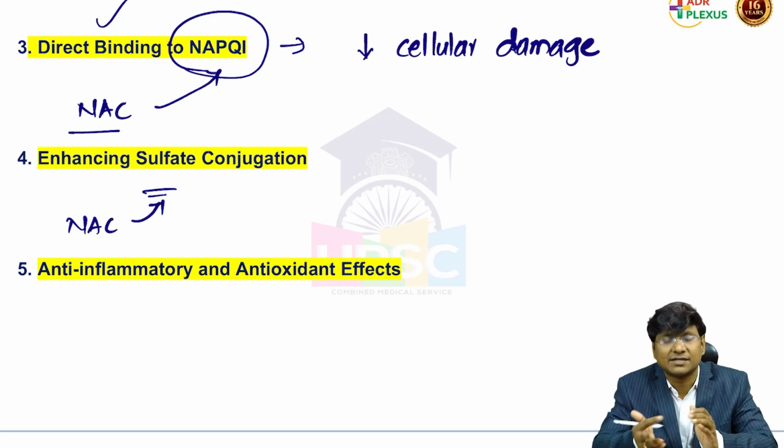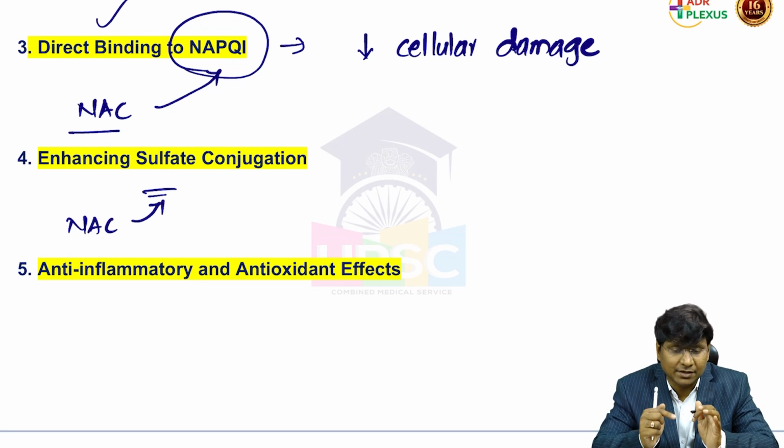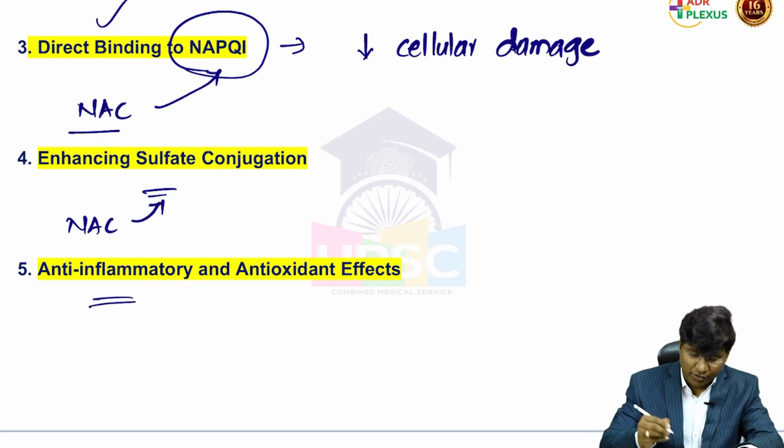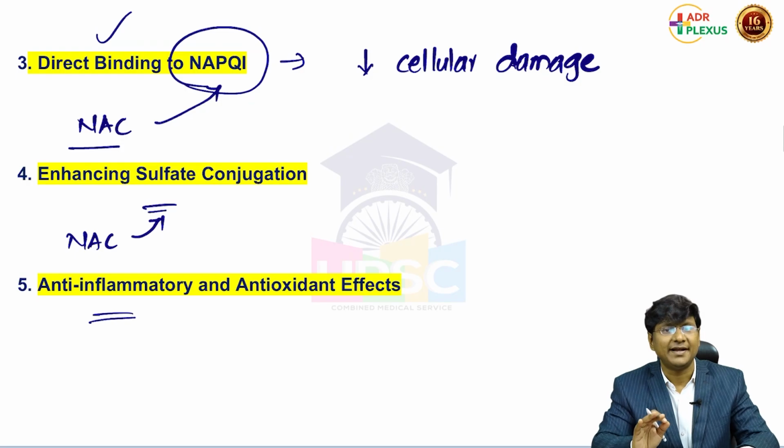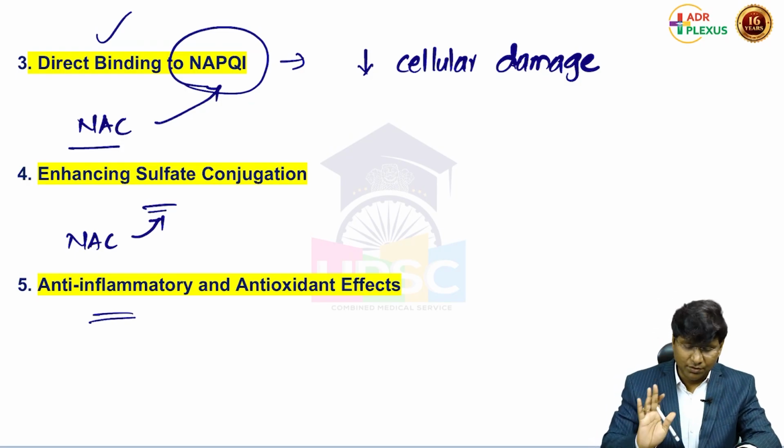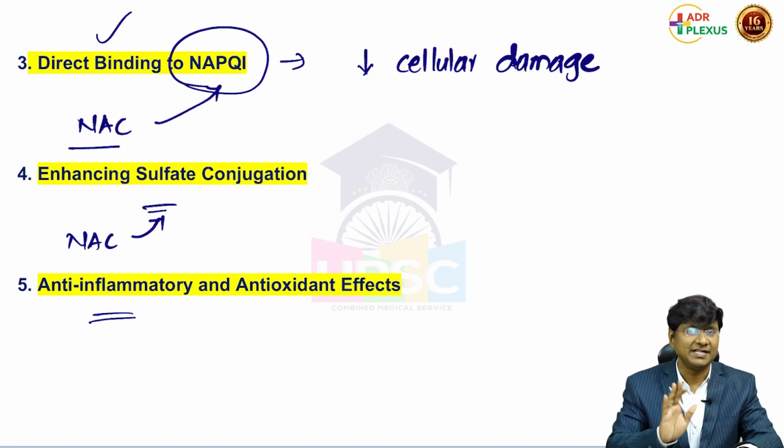This enhances the conversion of paracetamol to a non-toxic metabolite, further reducing the formation of NAPQI. So, by doing this sulfate conjugation also, the NAPQI levels will get reduced. Then N-acetylcysteine also has anti-inflammatory as well as antioxidant effects. Okay, so this is about the various mechanisms of action of N-acetylcysteine.